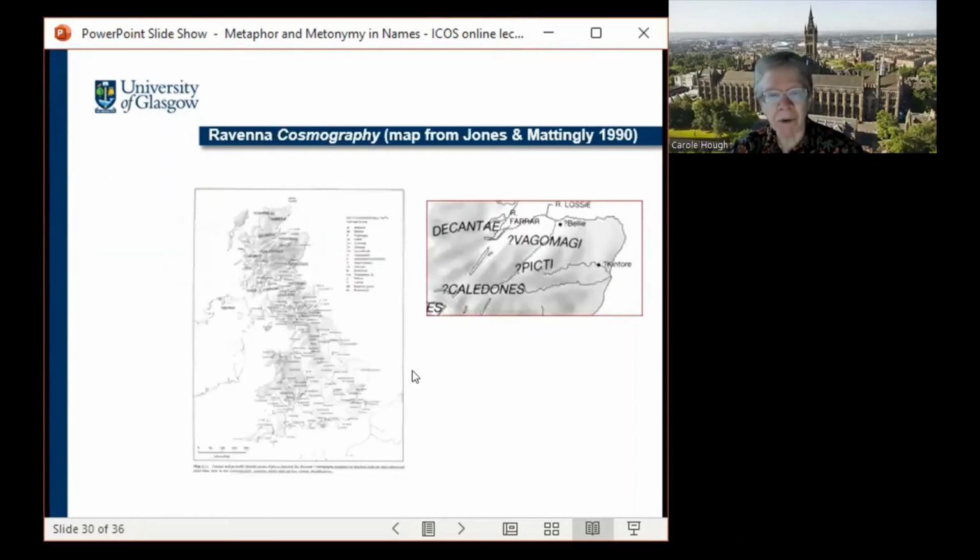The earliest record of the name of the Picts, a group of Celtic inhabitants of Scotland, is in an 8th century source known as the Ravenna Cosmography, preserved in manuscripts from the 13th to the 14th or 15th centuries, which uses the Latinized form Picti to designate the area where they lived. There's a close-up on the right of the slide.